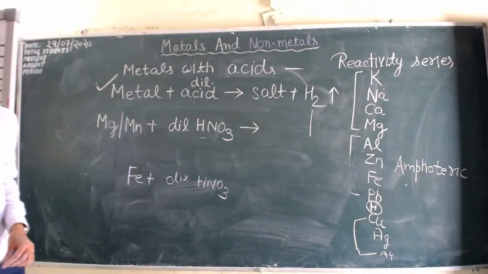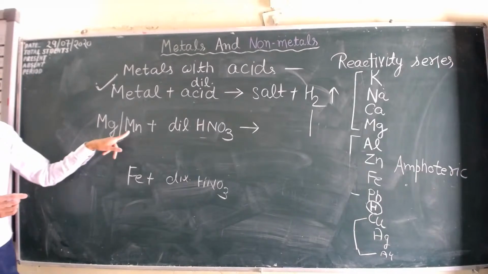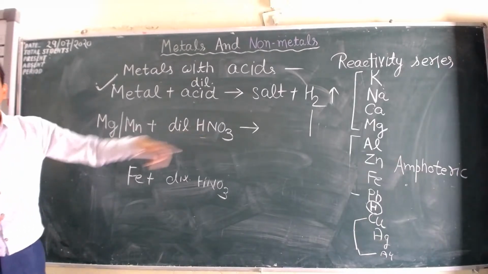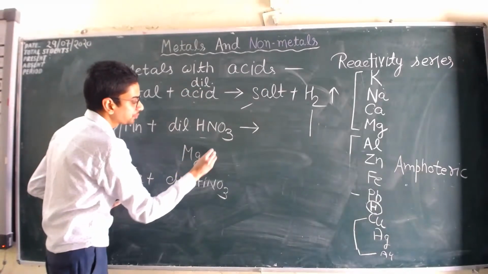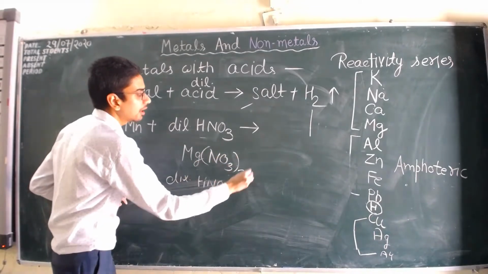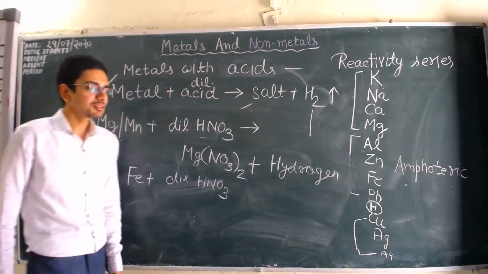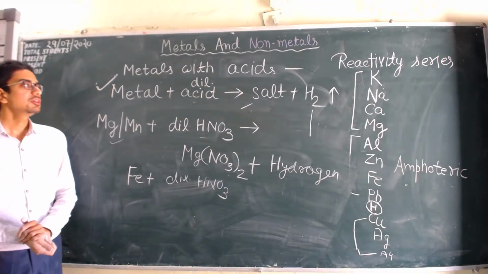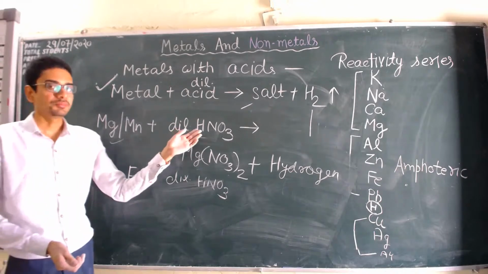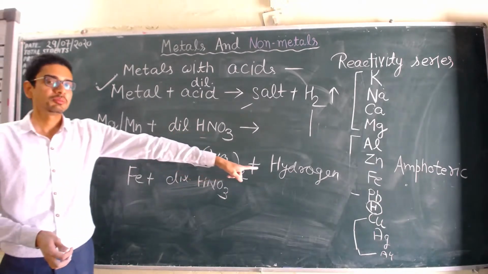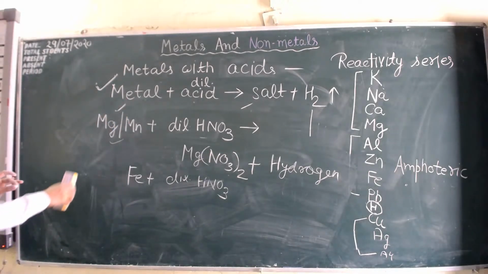You can understand this exception: when the metal is very reactive, like magnesium and manganese, it will react with very dilute HNO3 to release hydrogen, and the reaction will be the same as above. Magnesium nitrate plus hydrogen. So you can see this is the general reaction, as generally happens, metal with acid forms hydrogen. So in the case of nitric acid too, sometimes hydrogen gas will be formed when the metal is very highly reactive. Okay, can you understand?